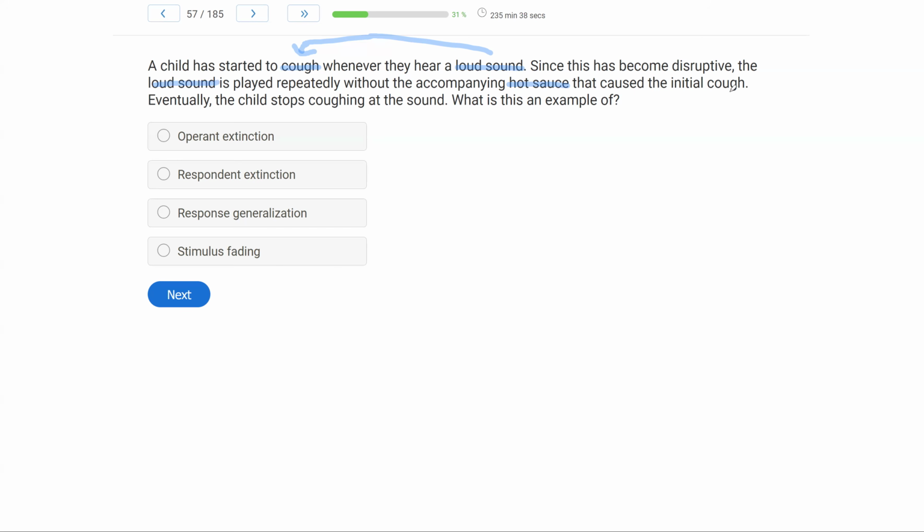And so what purpose does it serve to play the loud sound without the hot sauce that caused the initial cough? Well, when we want to engage in respondent extinction, we need to repeatedly introduce the conditioned stimulus without the other stimulus that it was paired with. So the hot sauce and the loud sound were paired. We want to unpair them. We now need to introduce the loud sound repeatedly without the hot sauce. So what is this an example of?